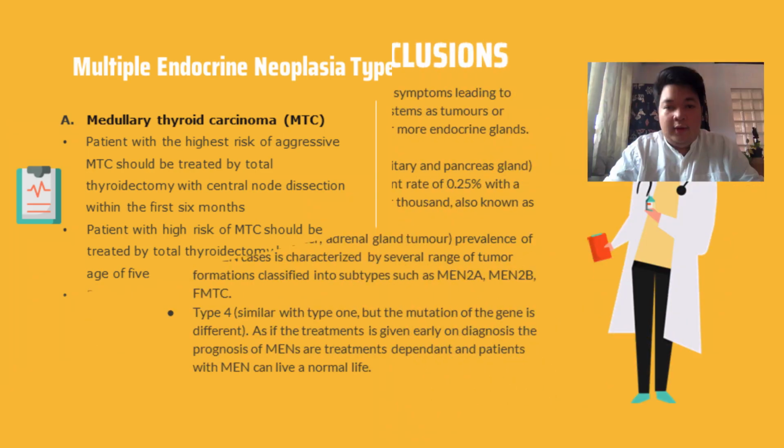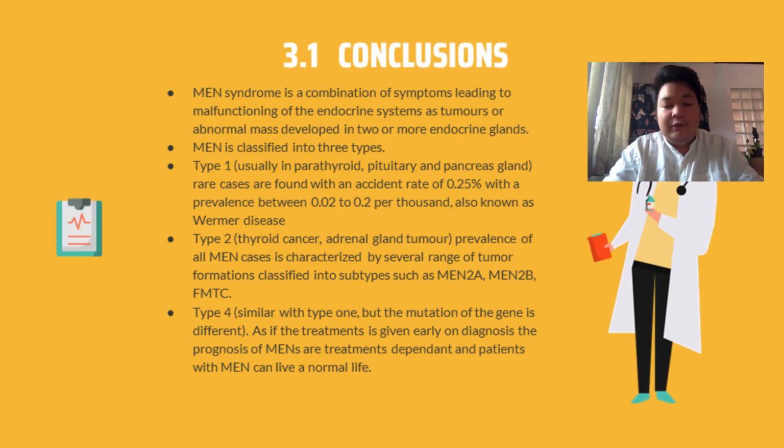Hello, my name is Sarah Prabudina Sakti with the student number of 253 and I will explain about the conclusions. So MEN syndrome is a combination of symptoms leading to malfunctioning of the endocrine systems as tumors or abnormal masses developed in 2 or more endocrine glands.